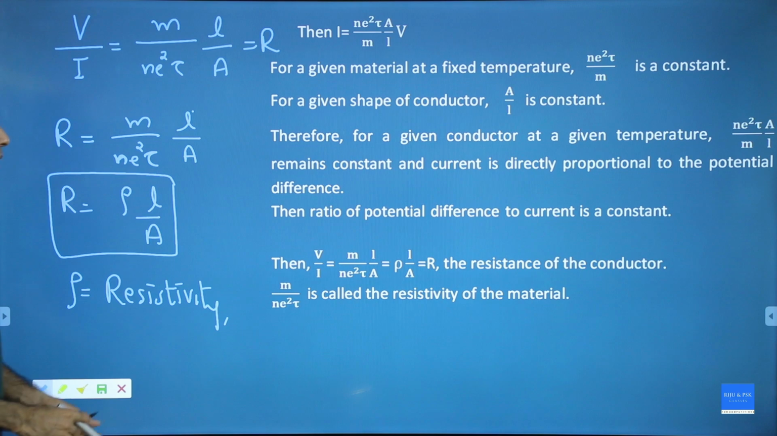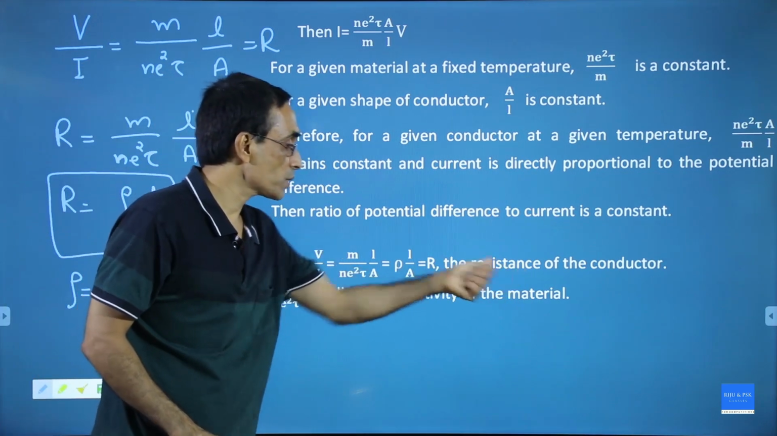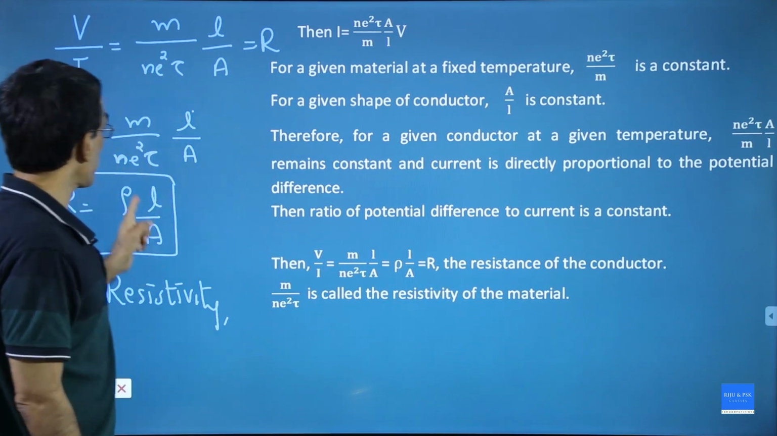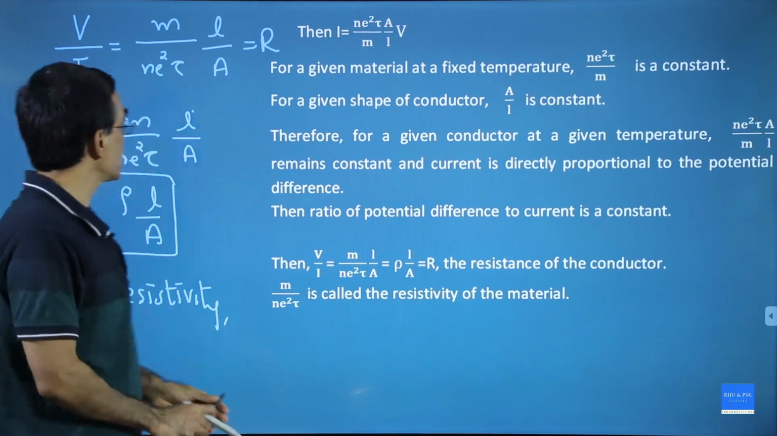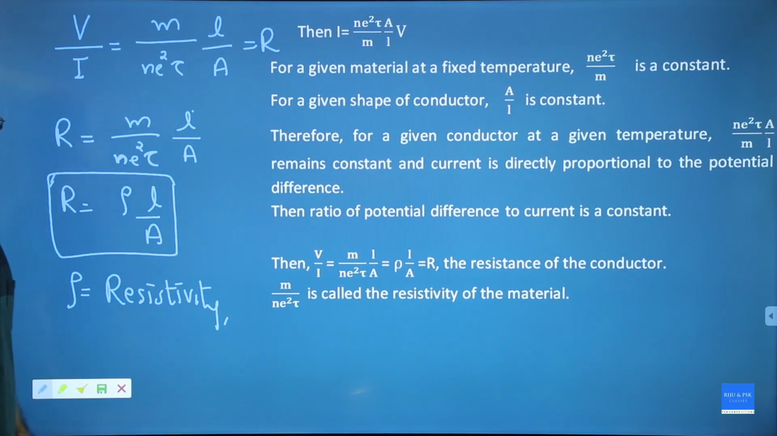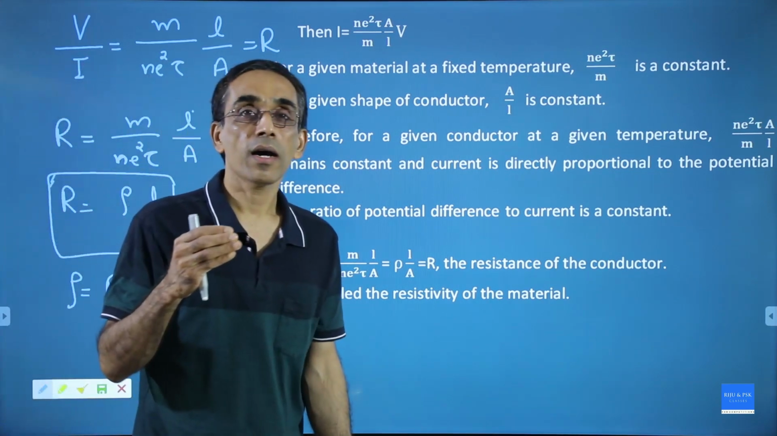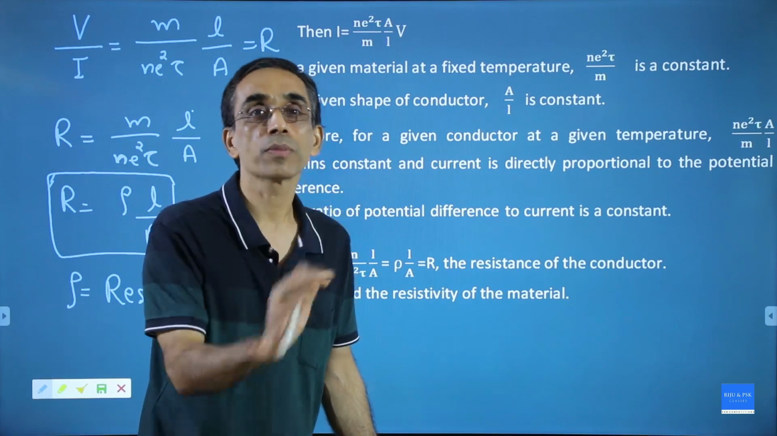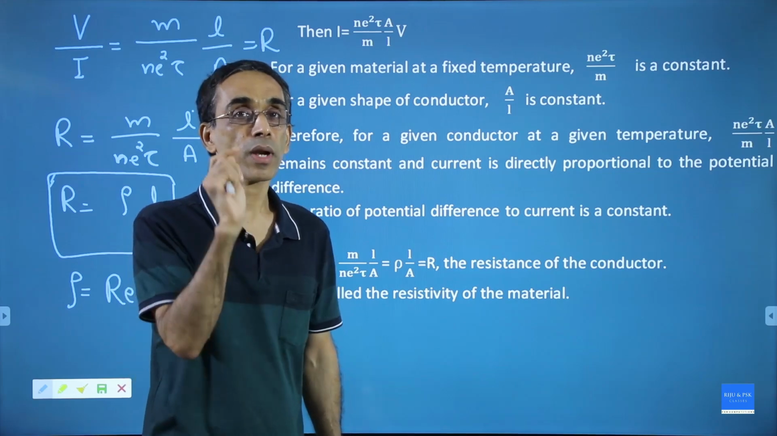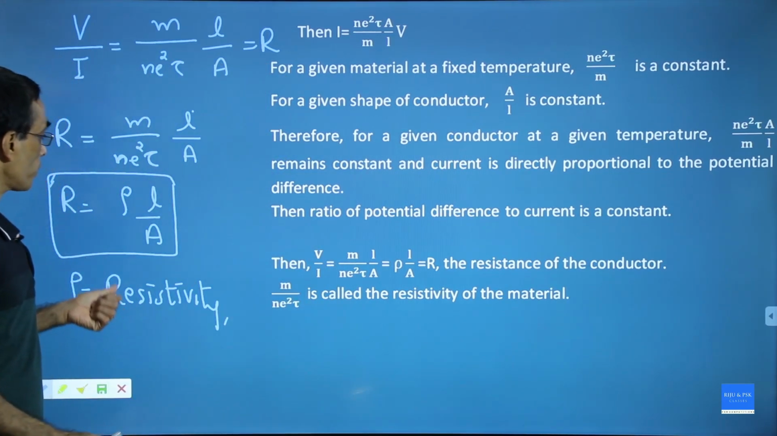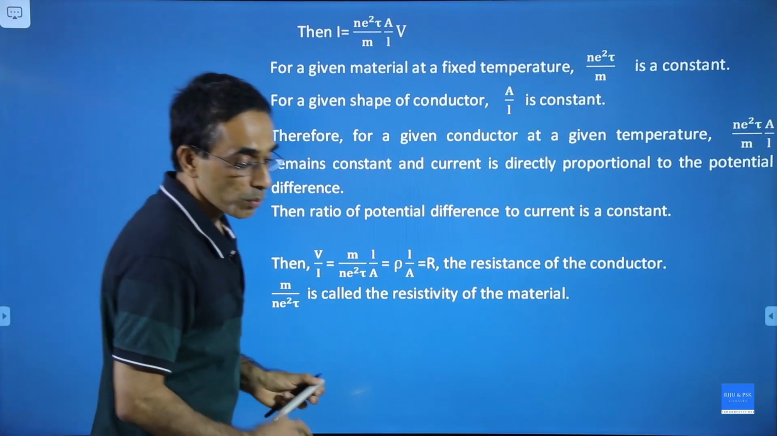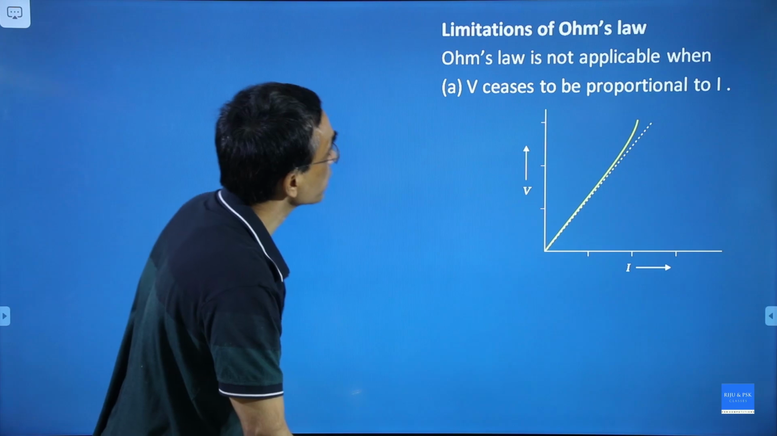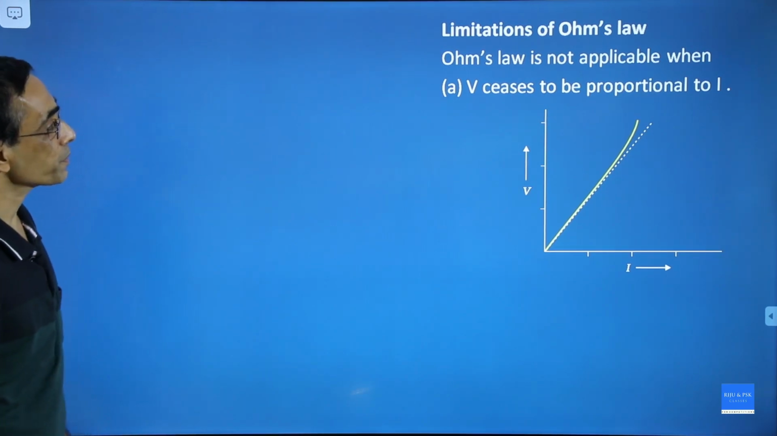Rho is called resistivity. The resistance of the conductor is R, and m by n e square tau is called the resistivity of the material. So, this is an equation for resistance of the conductor. You can get a question like this one: define and prove Ohm's law and get an equation for resistance in terms of the microscopic parameters. So, you can write resistance in terms of all these things. Fine. That must be easy for you, no complex concept in that one.